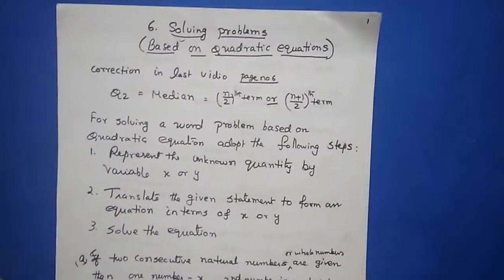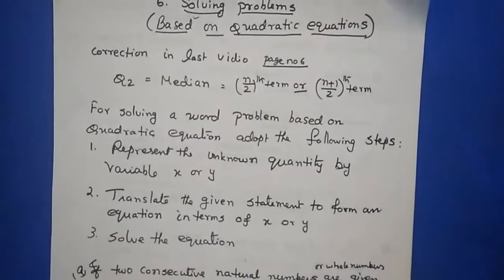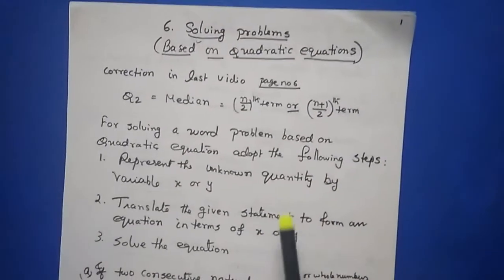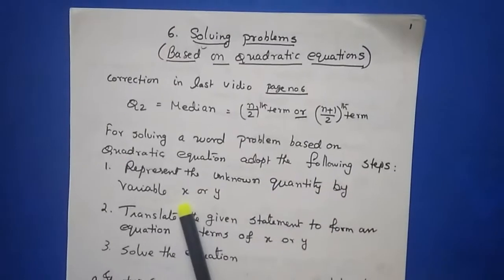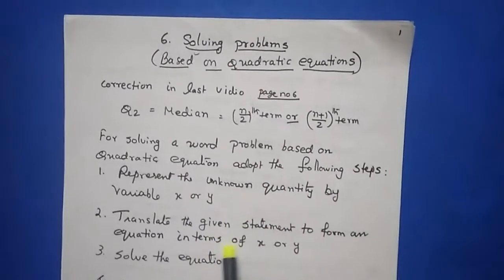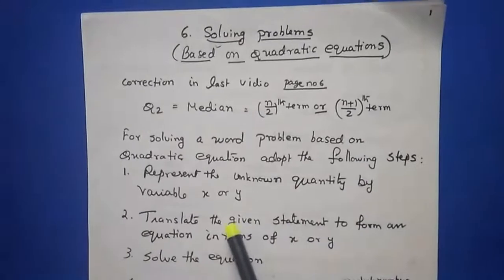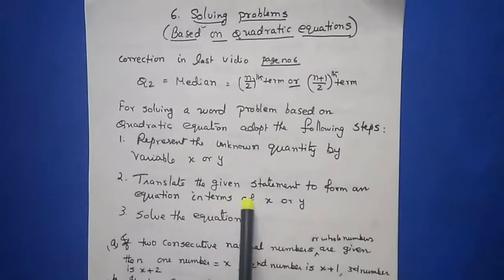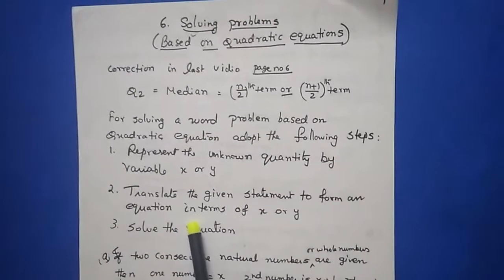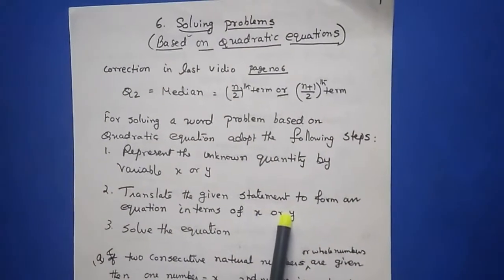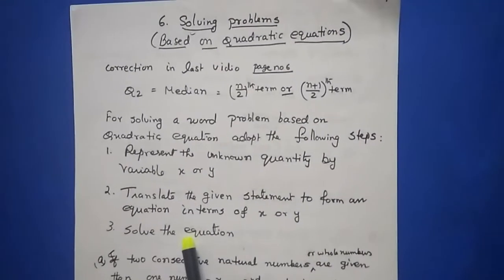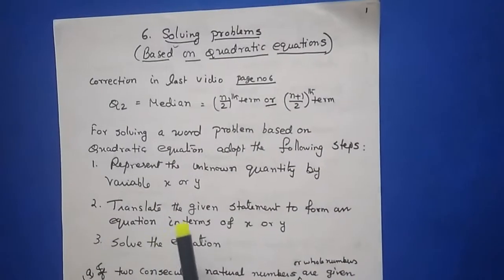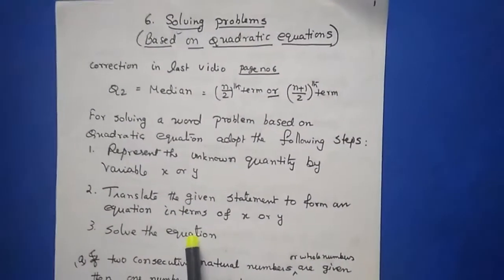For solving a word problem based on quadratic equation, adopt the following steps. Now you have to remember these three steps. First, represent the unknown quantity by the variable x or y. Maybe you can take the small letters a, b, c, d, anything, but it is better to use x or y. Then translate the given statement into an equation in terms of x or y. Third, solve the equation. You already know from the previous chapter, chapter 5, quadratic equations, that you learned by splitting the middle term, so you have to split it.